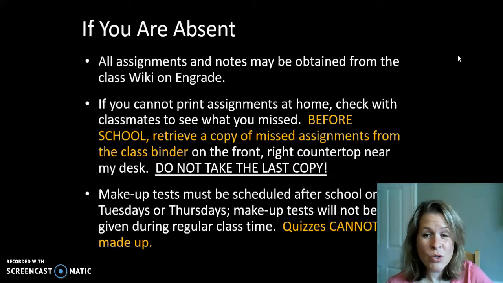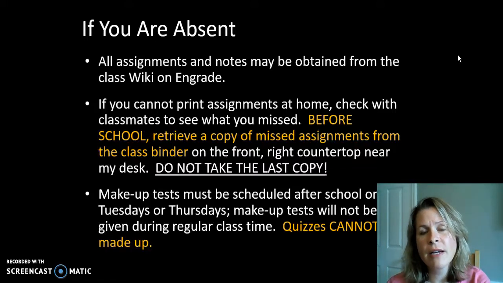If you can't come in before school, then definitely make sure that you're taking care of that before the bell rings. We don't have time to hold up class to help you with makeup work. Ask a friend to help you figure out what we missed that day in the binder. If you missed a test, that has to be scheduled after school, and we're going to do that on Tuesdays and Thursdays. Just let me know so I can plan to stay with you.